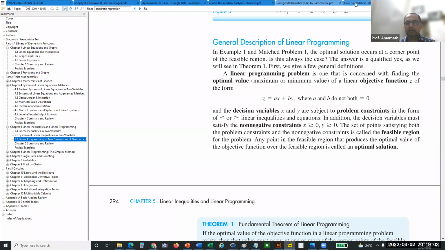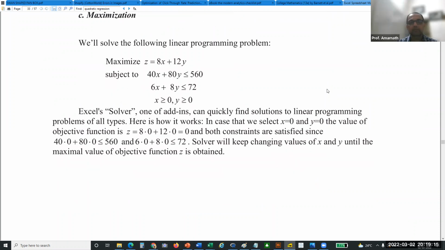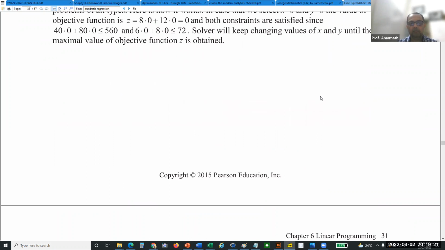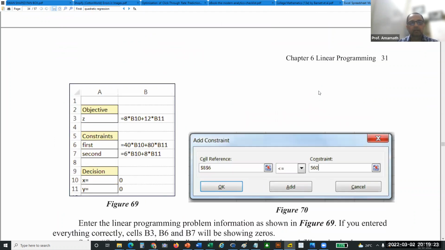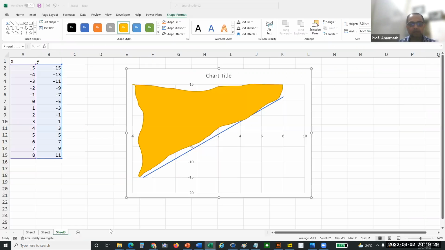Just read it out; it's a very good thing. Like this, lots and lots of business problems are solved. Okay, now we will solve the following linear problem. That is: maximize something subject to so and so constraints. Let's see what exactly we'll find out from this. Work with me on the objective. Let's see what comes.